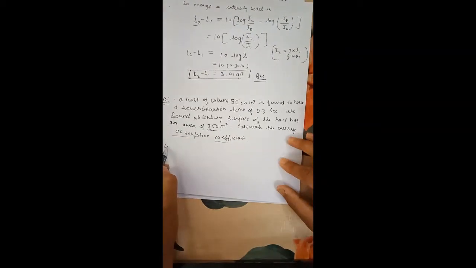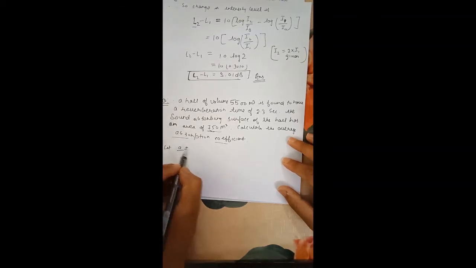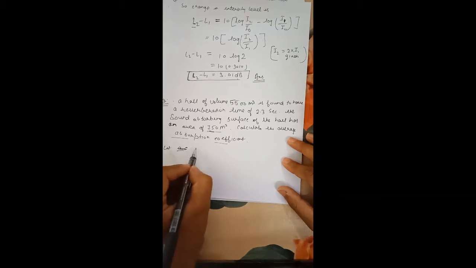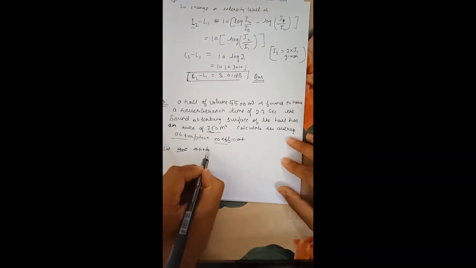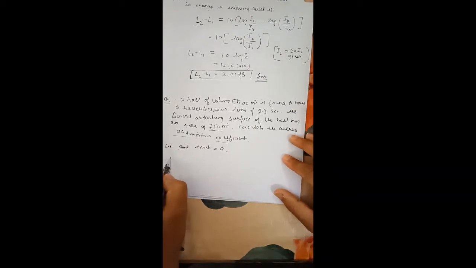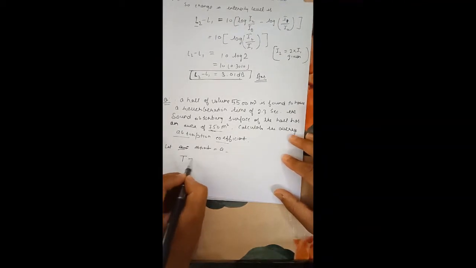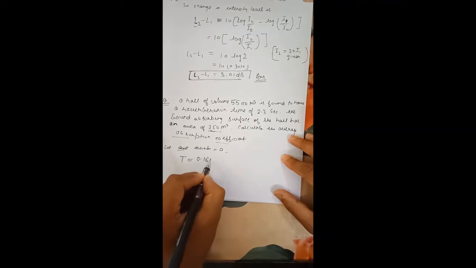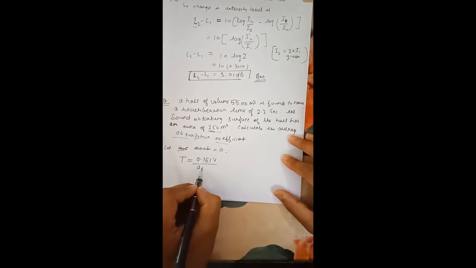So let's suppose the absorption coefficient is equal to A. Okay, now we know the formula. T is equal to 0.161 V by AS.